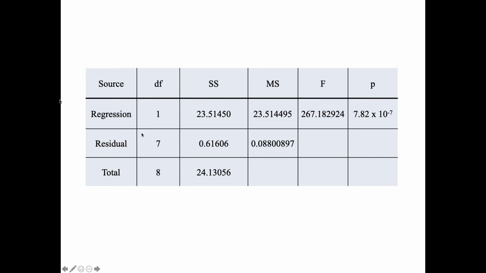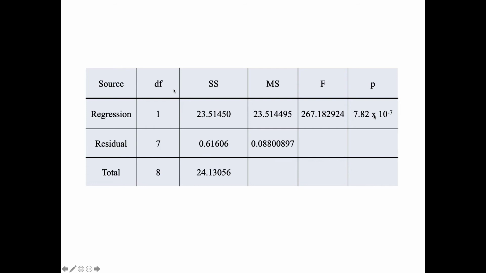You have 7 residual degrees of freedom because you had 9 total sample sizes, and your total degrees of freedom is 8. So then we have the sums of squares from the previous slide, 23.51. We have the sum of squares residual, 0.616. This is the mean squared. That is the F. That is a gargantuan F, which means that your p-value is 7.82 times 10 to the minus 7th.